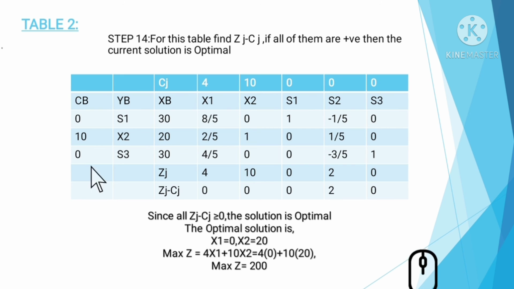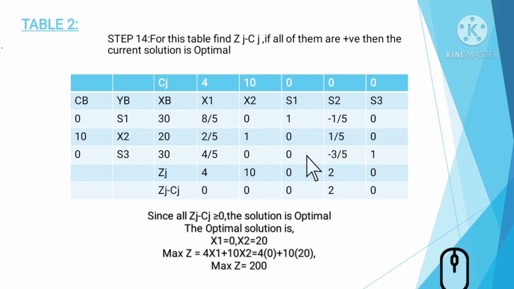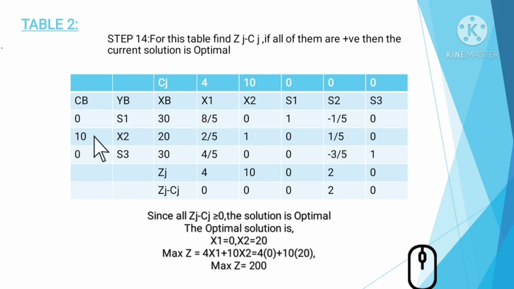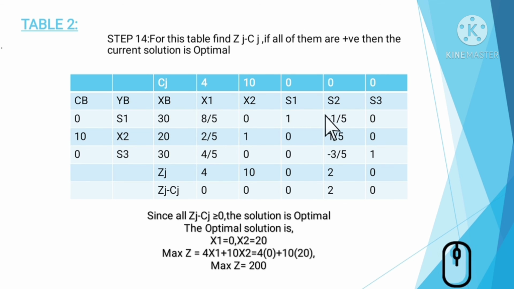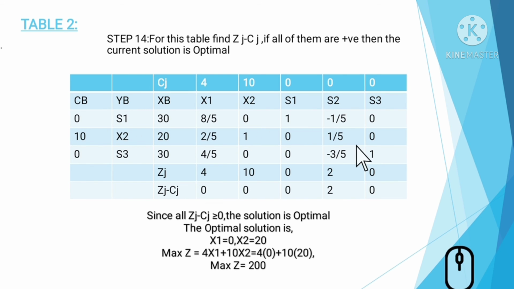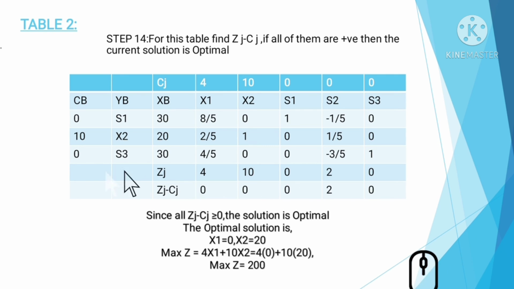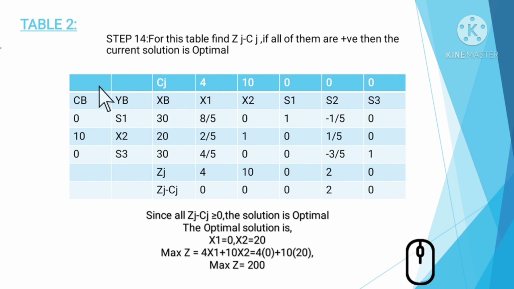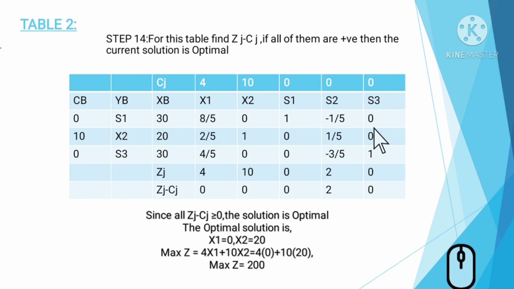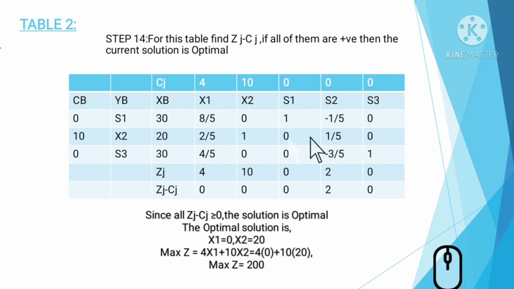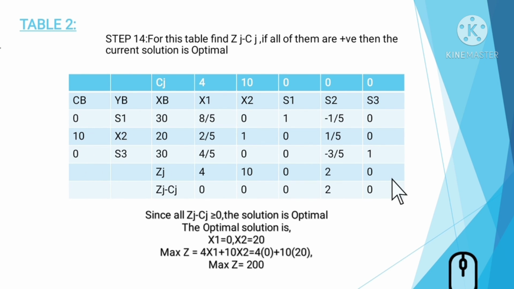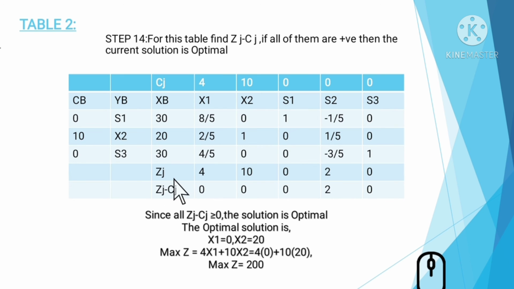Similarly, multiplying the columns of CB with S2 and then adding: 0 into minus 1 by 5 plus 10 into 1 by 5 plus 0 into minus 3 by 5 is 2. Similarly, for the column of S3, multiplying and then adding: 0 into 0 plus 10 into 0 plus 0 into 1, we get 0. So now we got Zj.